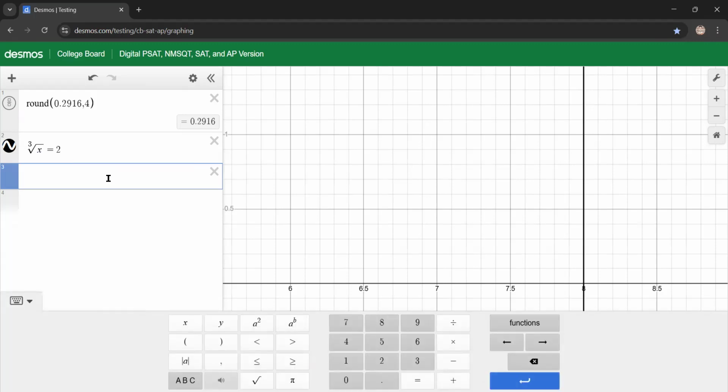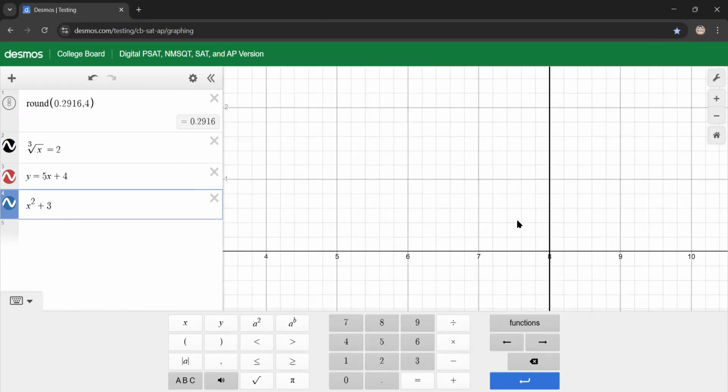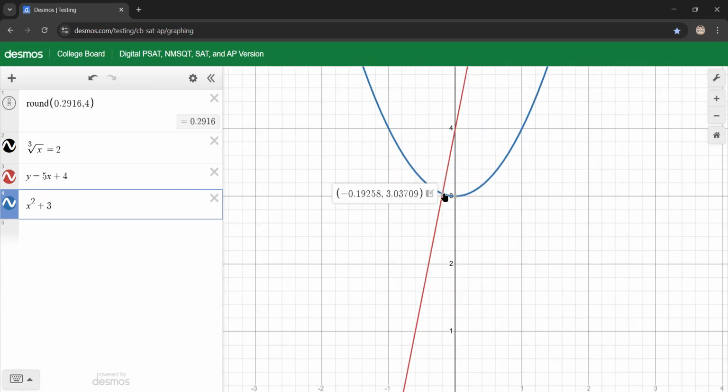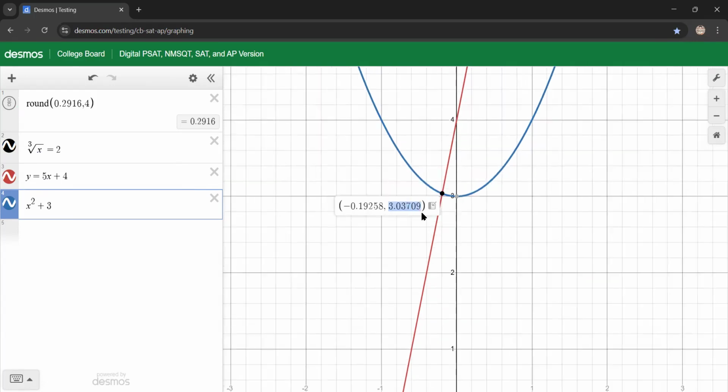Okay, so let's say you have some equation y equals 5x plus 4, and you have another equation x squared plus 3. Where is my graph? Okay. Now you have one solution here only. It was asking you about the value of y, but you gave the value of x. So it is wrong. Make sure what the question is asking you, whether it's asking x or whether it's asking y. That is also a common mistake that students make.